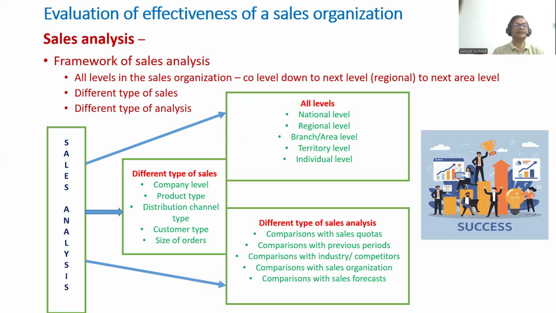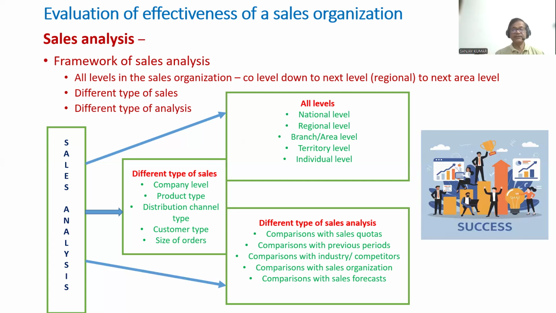So the first thing is what? Sales analysis. Sales analysis, in that, what is that? You have to do sales analysis in three ways. First thing is all levels in the sales organization. You can check the sales analysis at the national level. At the national level, whether the sales volume is as per our objective, as per our target, as per our quota or not? As per our profit target, is it coming to that or not? So that level is the national level.